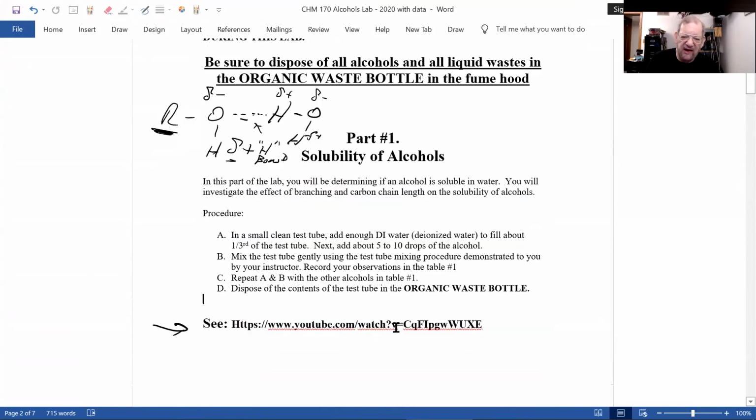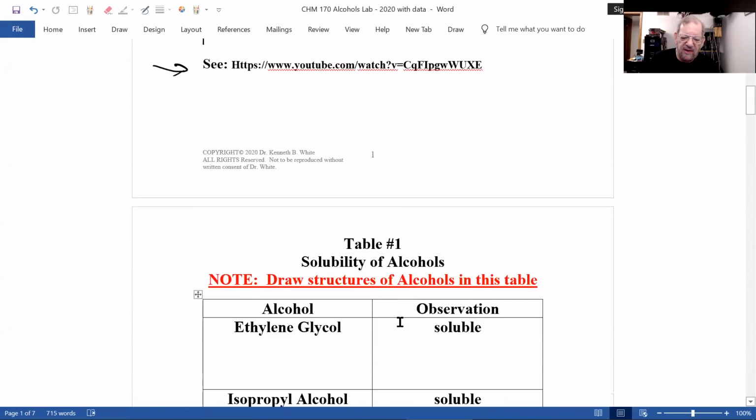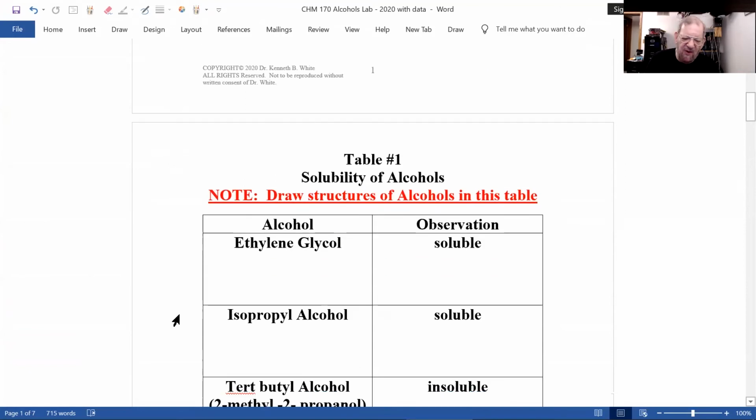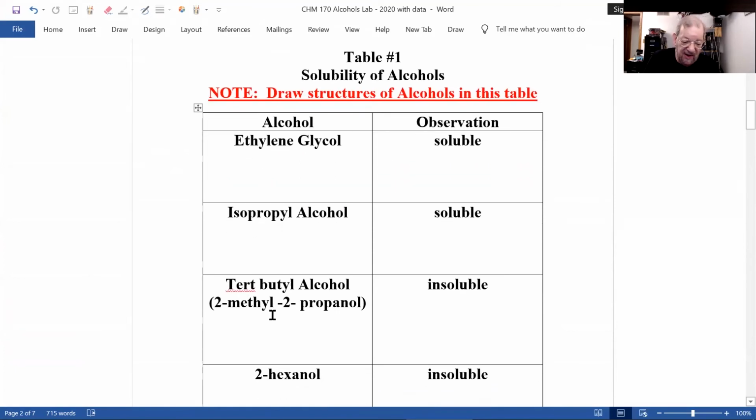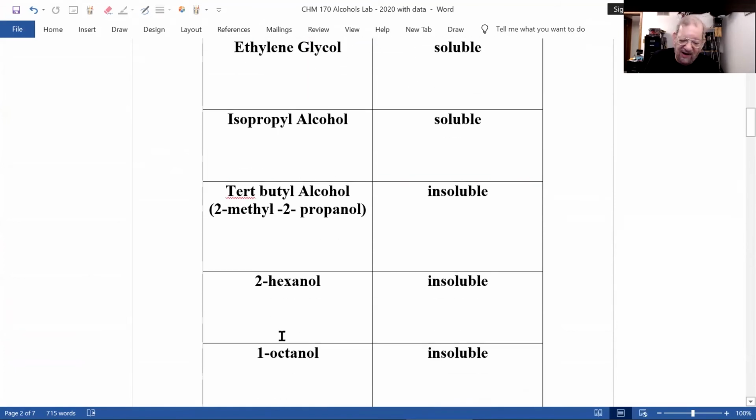Now, one other thing on this table, for this table 1, you don't have to do it for the others, draw underneath the structure of ethylene glycol, which is a common name. These are all isopropyl alcohol or 2-propanol, tert-butyl alcohol, 2-hexanol, 1-octanol. That'll help you in answering the questions.